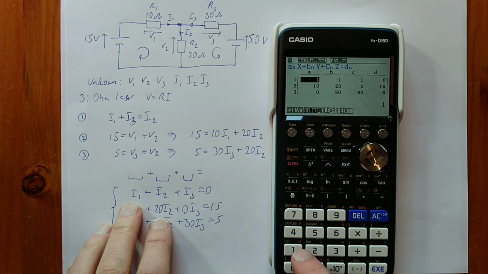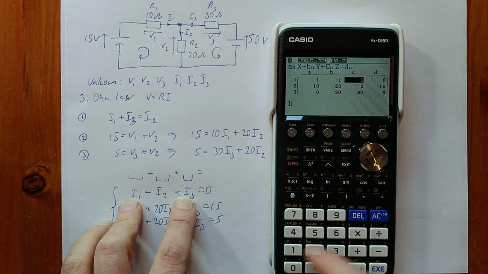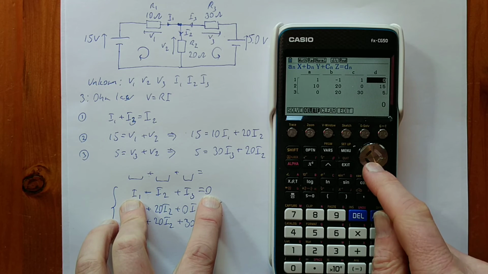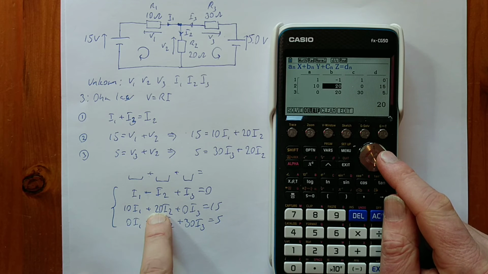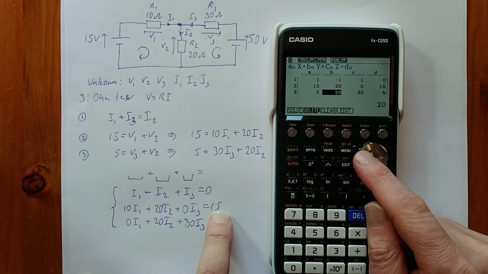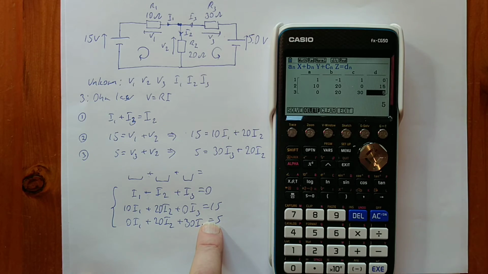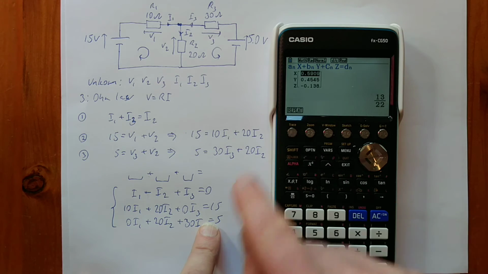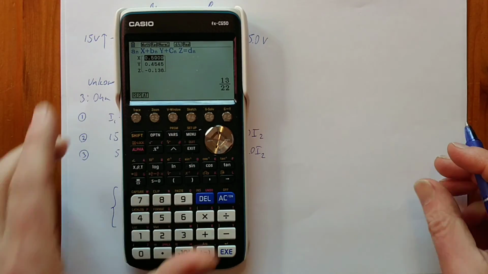So the first one will be 1. Actually, I already have entered this one. Minus 1, and 1, and 0. The second one will then be 10, 20 and 0 and 15. And the third one will be 0, 20, 30 and 5. And then we press solve. And we will get a few voltages, or sorry, currents.